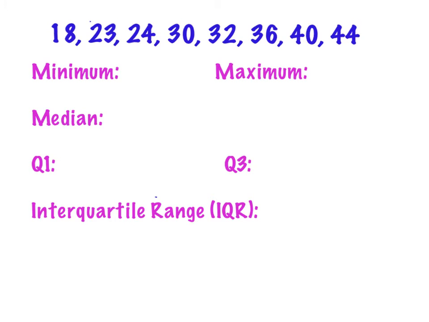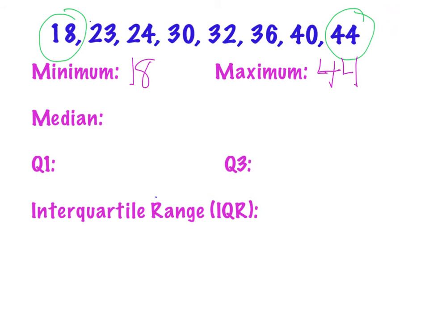Let's do one more set of data. So looking at this data, we can see that our minimum is 18, our maximum is 44. Just a reminder, always make sure your numbers are in order. To save time, I went ahead and wrote the data in order from least to greatest. But always make sure that's the first thing you do when you are looking at data sets.